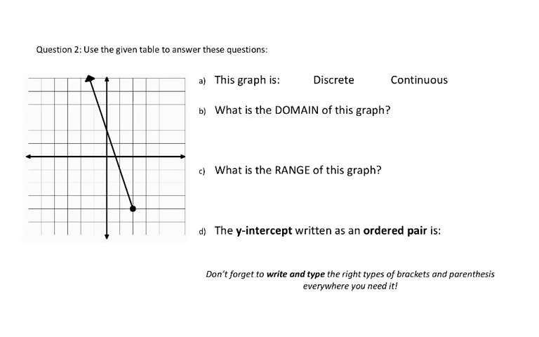Is this graph discrete or continuous? Discrete is individual points or dots, where continuous is a line. So in this case, because it is a line, it is going to be continuous.